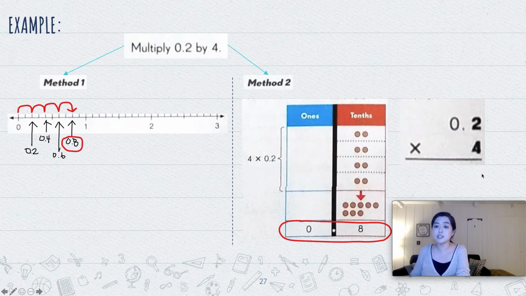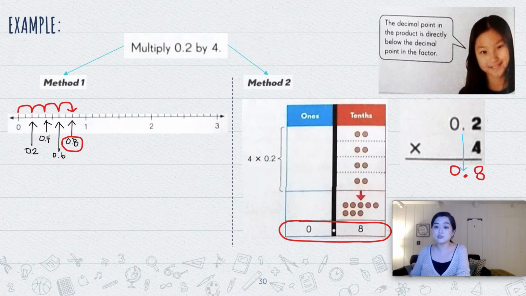So now what do we need to do? For now, ignore the decimal point. So pretend we're just multiplying like we would normally multiply. So we're going to multiply 4 times 2, right? 4 times 2 is 8, and we're going to put it here. Then we're going to multiply this way, right? We're going to do 4 times 0, which is 0.